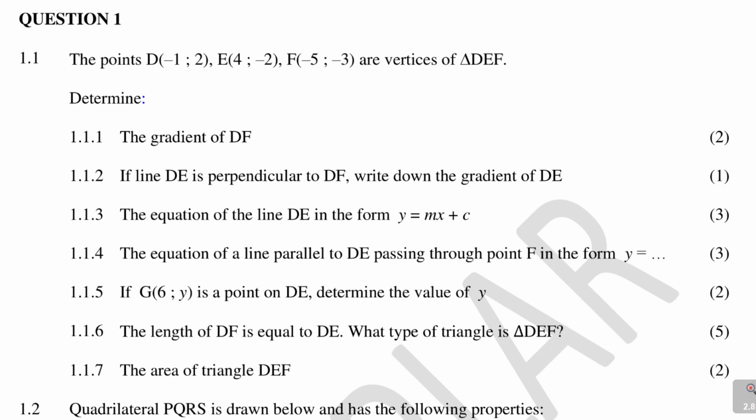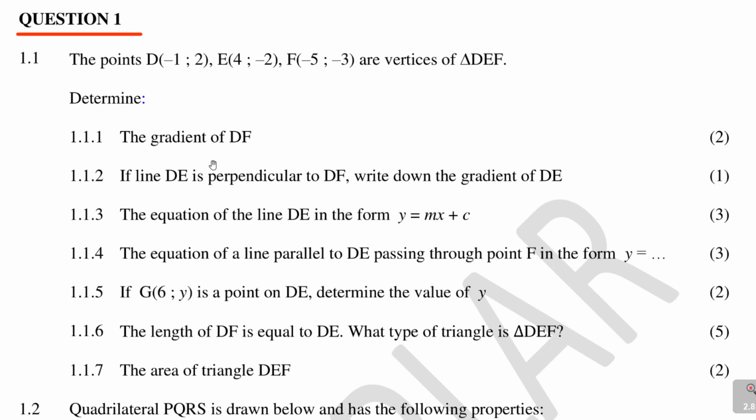It says here, question 1.1, the points D, E, and F are vertices of triangle DEF. So they gave us the coordinates there. Now it says determine the following. I want to make it clear that in your grade 11, they don't give you the formulas, guys. You need to have your formulas in your head. The funny part is you will be given the formulas in grade 12, but in grade 11, no. So I will encourage you, always remind yourself of the formulas.